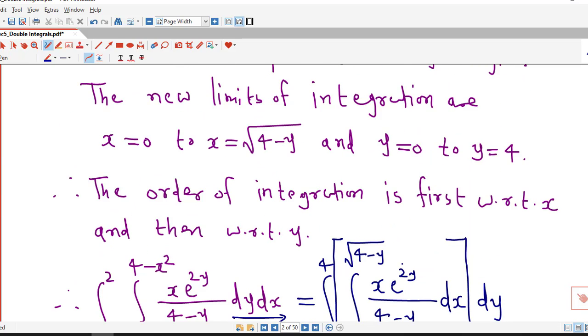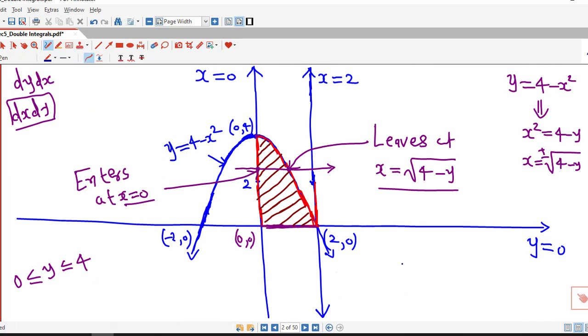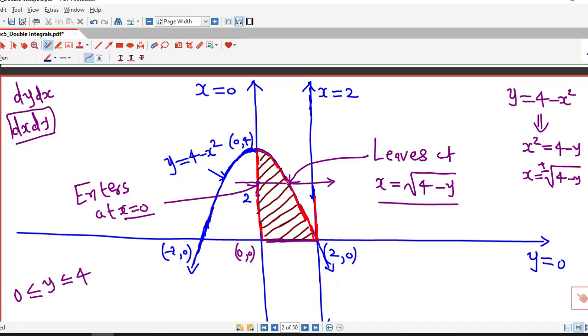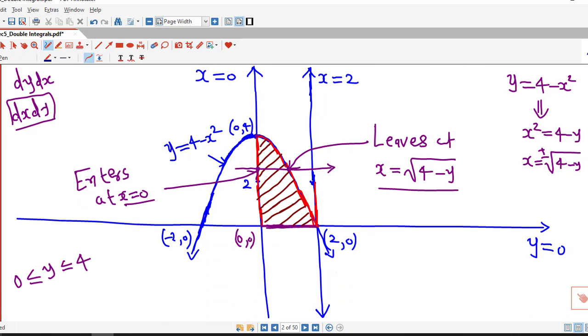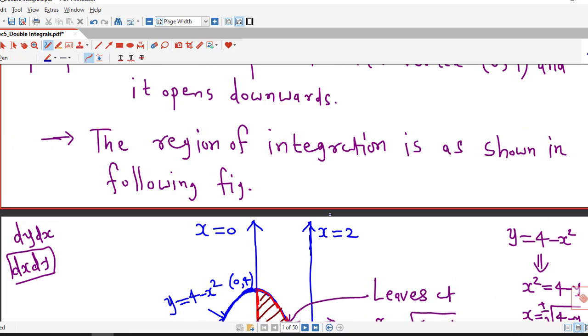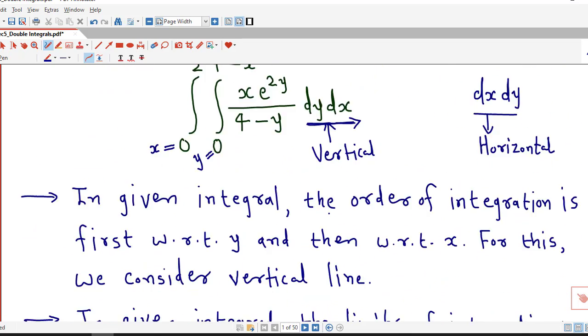So this is a very interesting example. We have this parabola, and the region of integration is bounded by this parabola between x equal to 0 and 2, and we are able to change the order of integration and then evaluate the value of the given double integral.